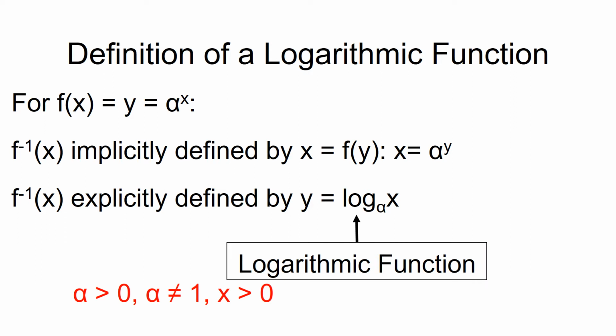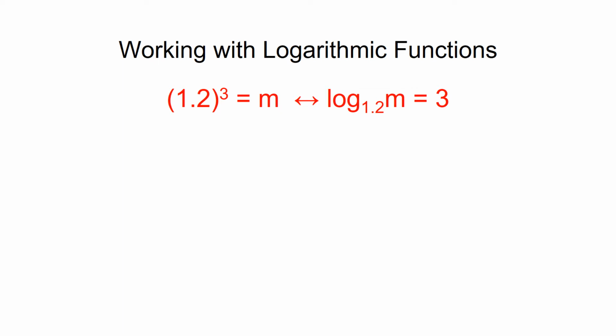There are some restrictions on what the various elements of the equation can be. A has to be greater than 0, and we don't include cases where a is equal to 1. They're not meaningful. We also insist that x, the argument of this function, has to be positive. We can work with logarithmic functions. We can take the expressions and we can manipulate them and we can figure out things we don't know.